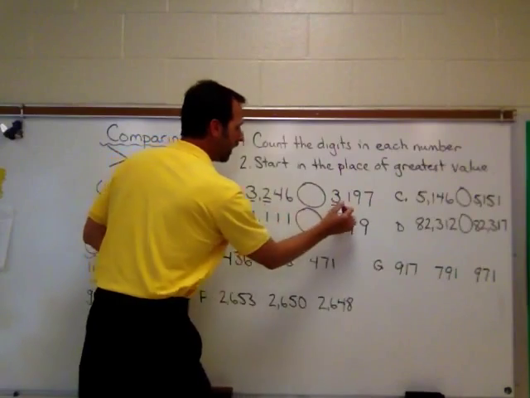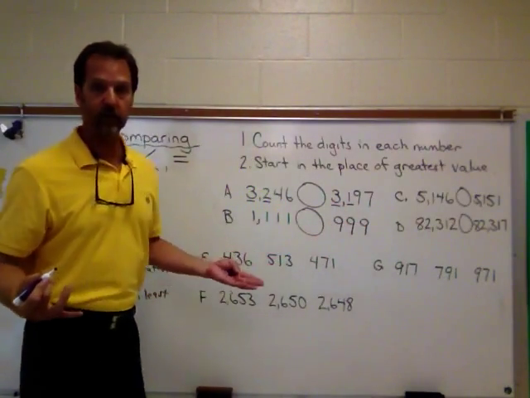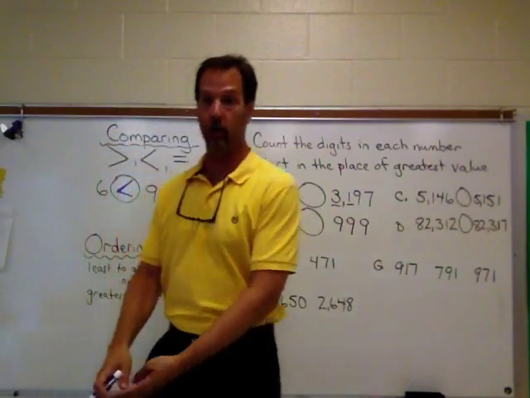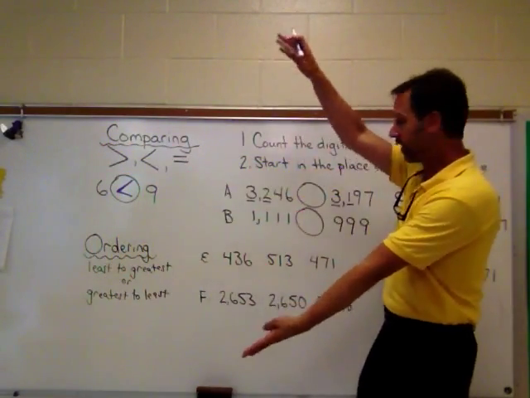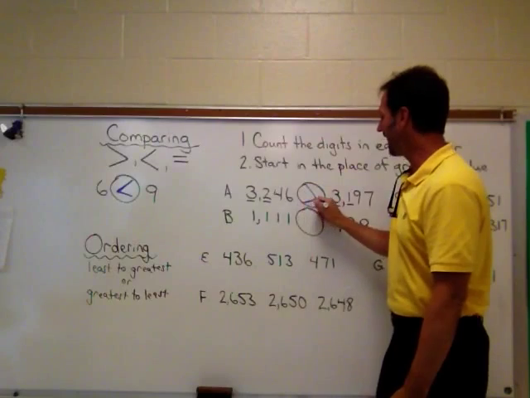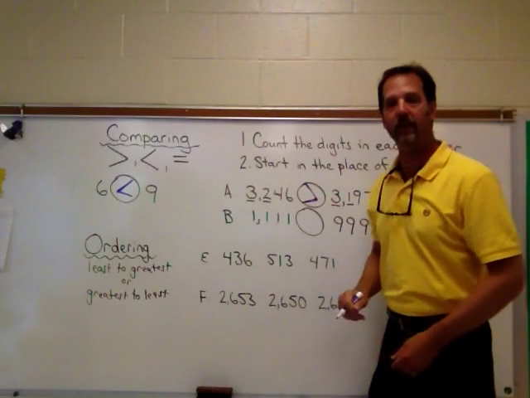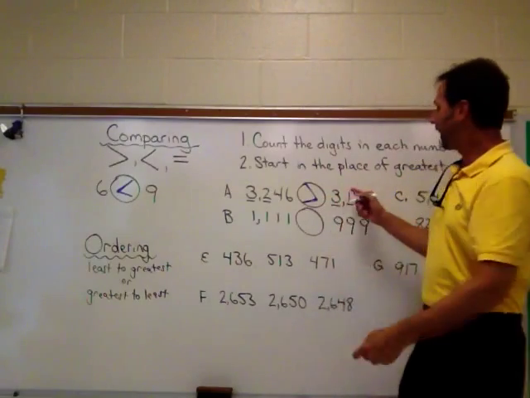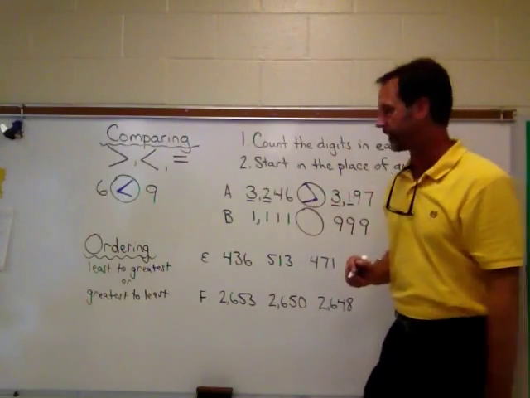I have a 2 and a 1. Any difference there? Of course there is. 2 is bigger than 1. If it's bigger, the mouth's going to open to that bigger number. We're going to put the greater than symbol in there. 3,246 is greater than 3,197.